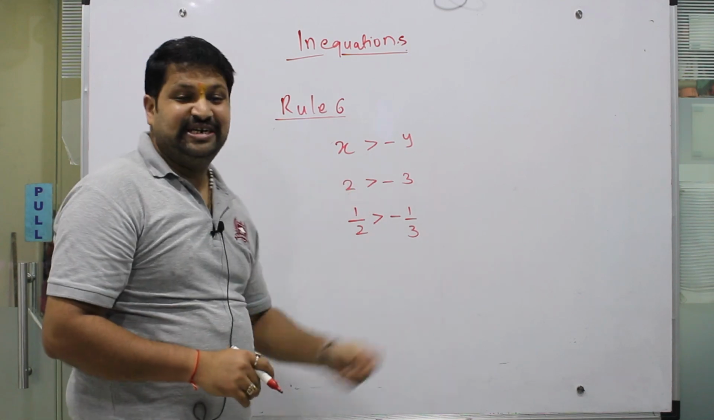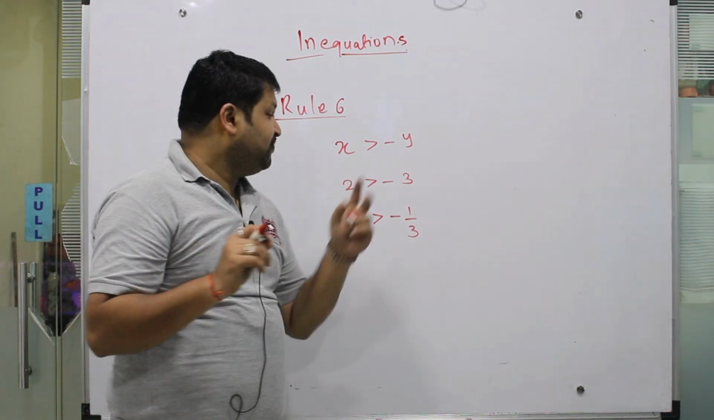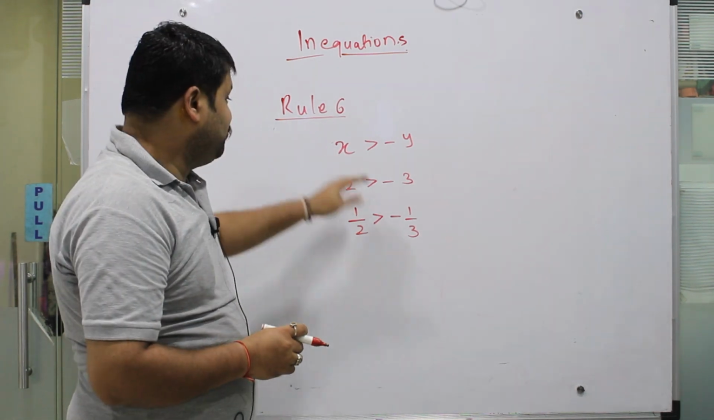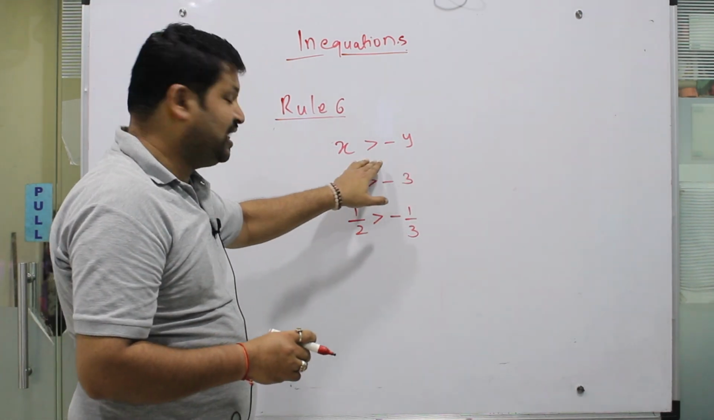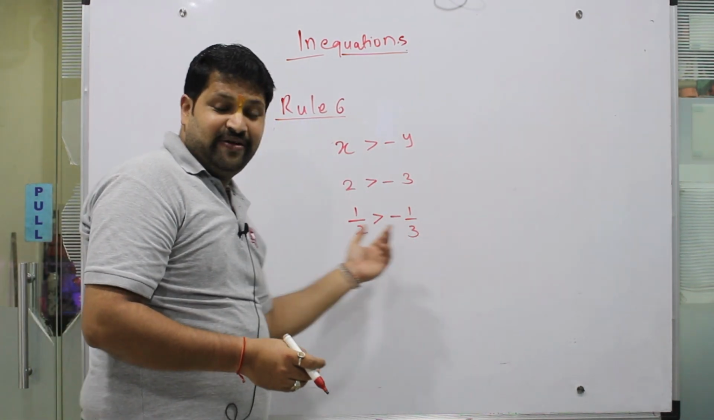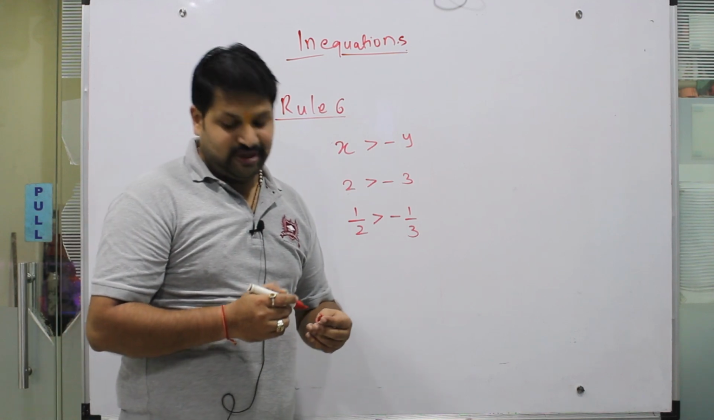So if they have different signs, then the sign in the middle would not change. That is, if one of them is positive and one of them is negative, whatever the sign is there in the middle, it would not change, because obviously one part is going to give us a negative answer and the other part would give us a positive answer.